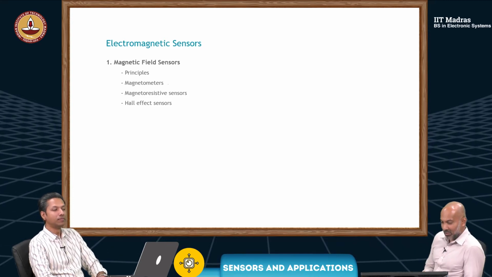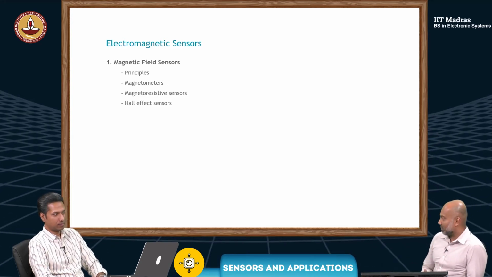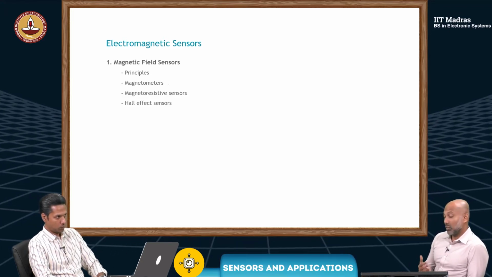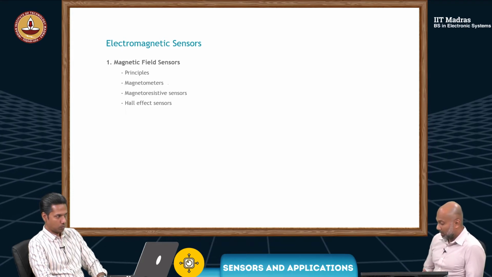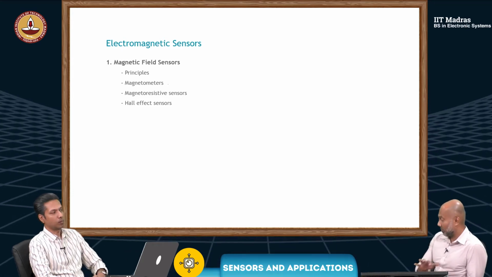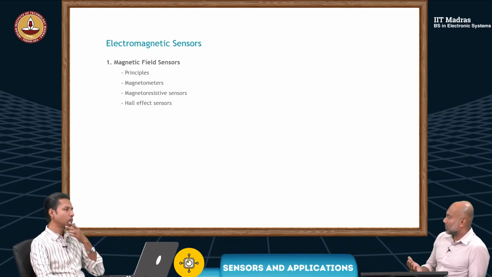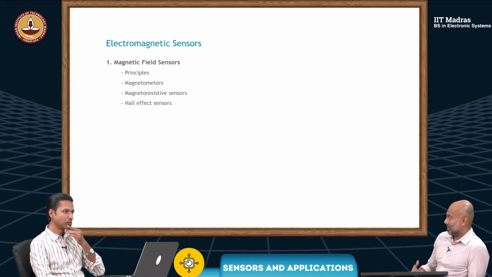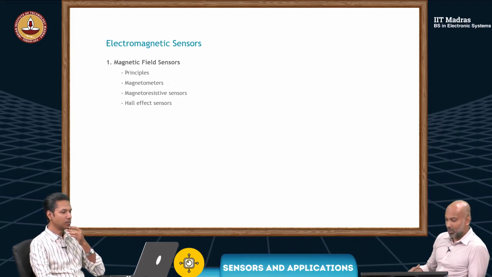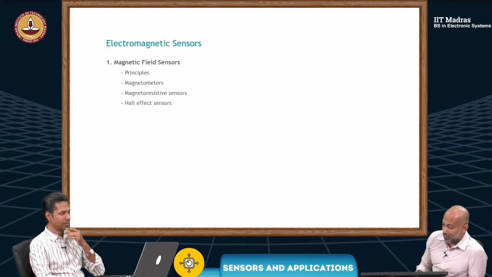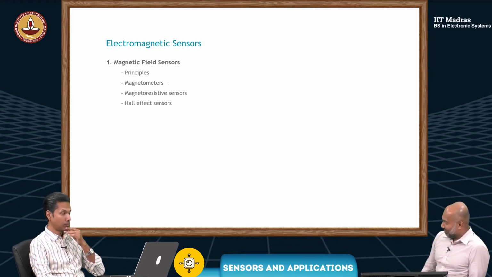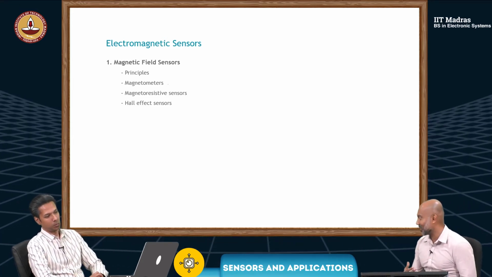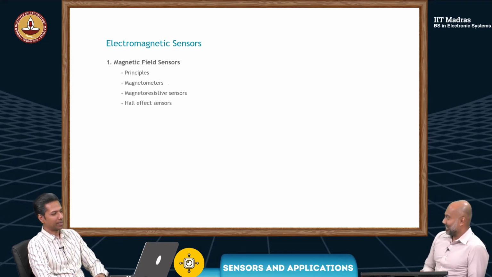So in this course, we're going to cover the principles of magnetic field sensors, and we're going to talk about four different types of electromagnetic sensors, magnetic sensors specifically. The first one is called search coil, and fluxgate sensors, which fall under what we call magnetometers. Then we're going to talk about magnetoresistive sensors, and finally, Hall effect sensors. We're going to talk in detail about each and every one of these sensors as I go along.